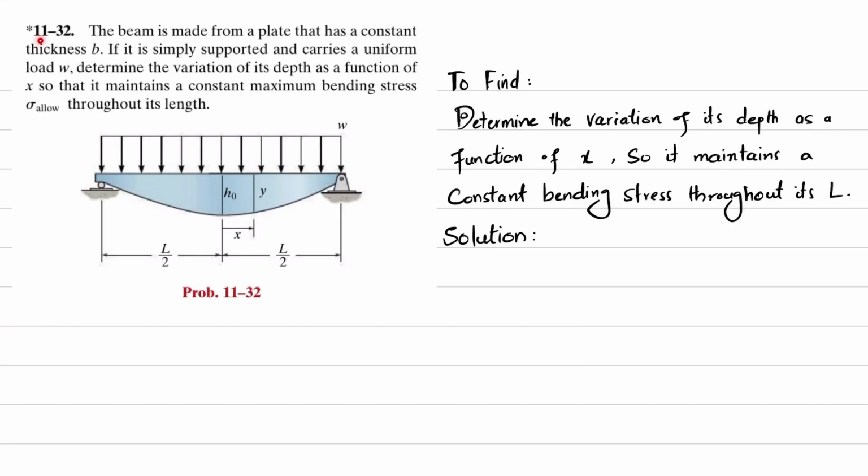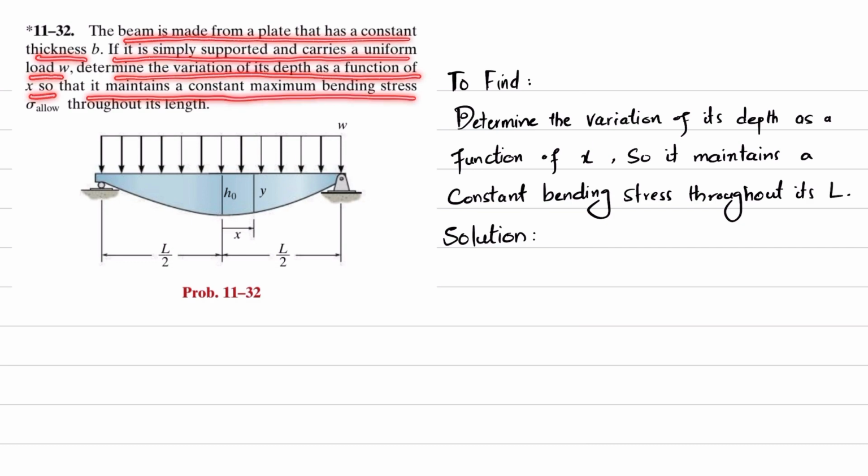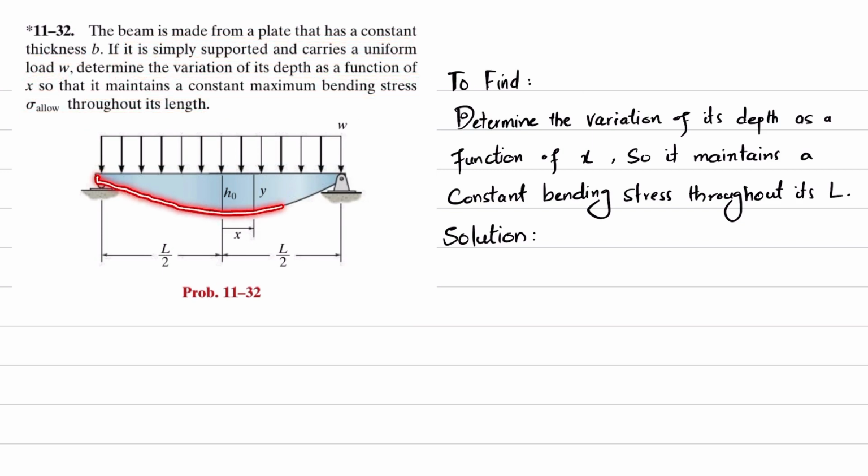Welcome back. Problem 11-32. The statement is: the beam is made from a plate that has a constant thickness b. If it is simply supported and carries a uniformly distributed load, determine the variation of its depth as a function of x so that it maintains a constant bending stress throughout its length. You can see this is the beam, where there is a uniformly distributed load W acting.